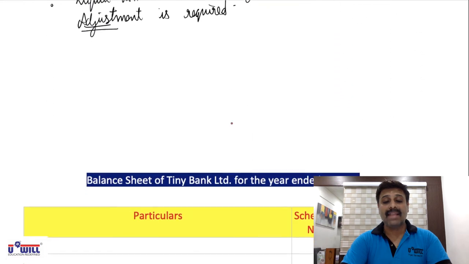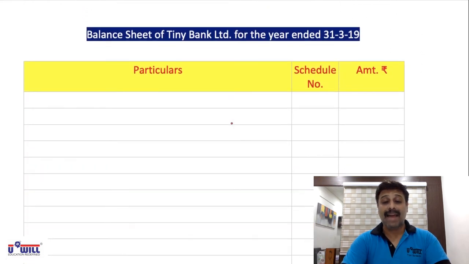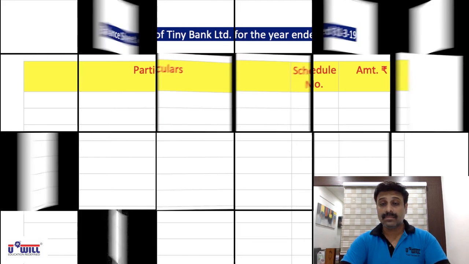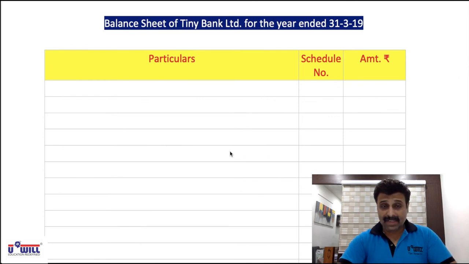Now all of you make the format of the balance sheet. Balance sheet of Tiny Bank Limited for the year ended 31/3/19, make a one page format. First we will write the items in the balance sheet as per the trick which I have given you. Then we will make the schedules and then fill in the blanks in this balance sheet format. So pause the video and make this table and columns for one page. Do it fast, everyone. Yes, I hope everyone has done the formats.